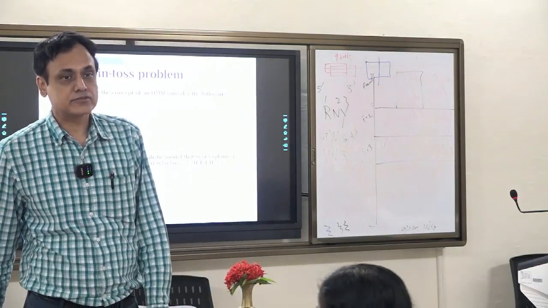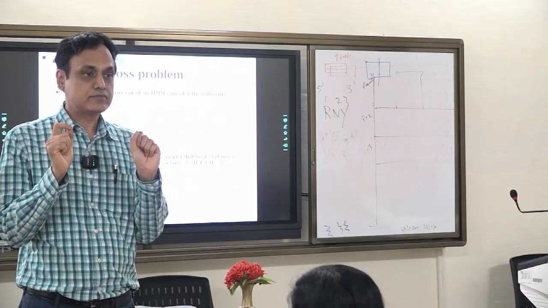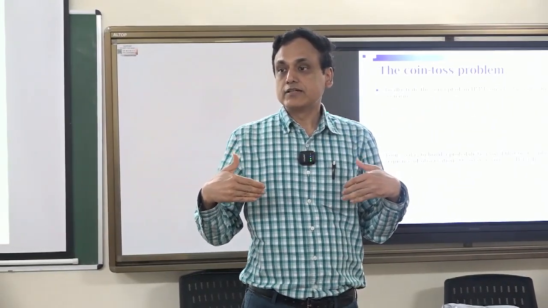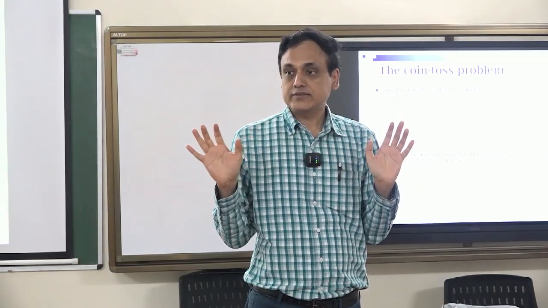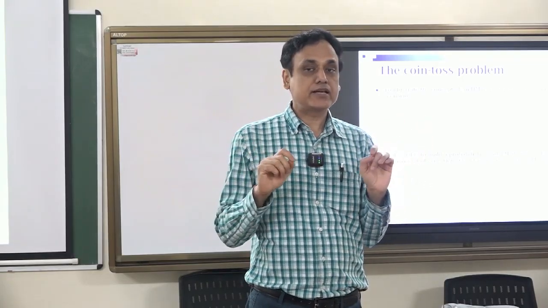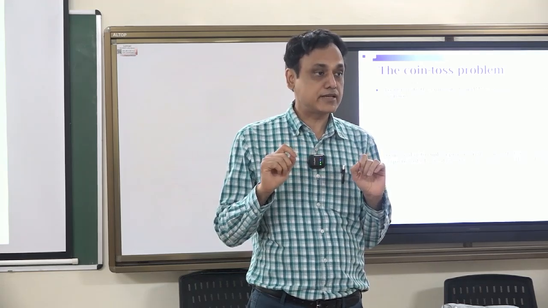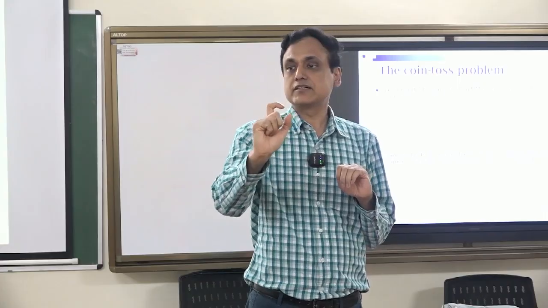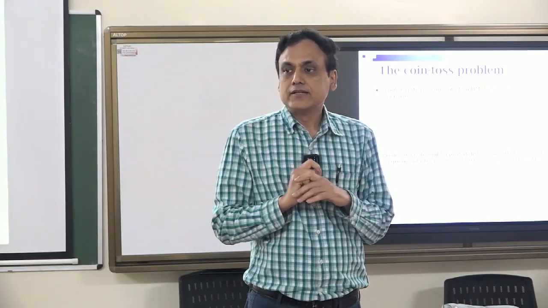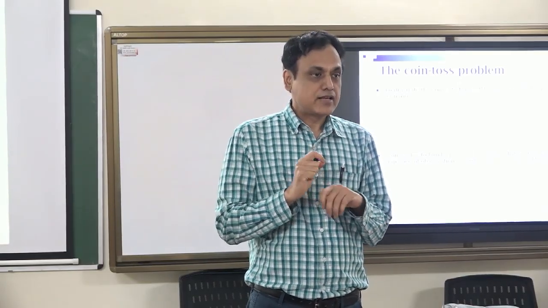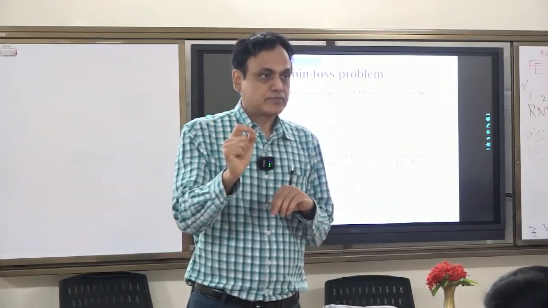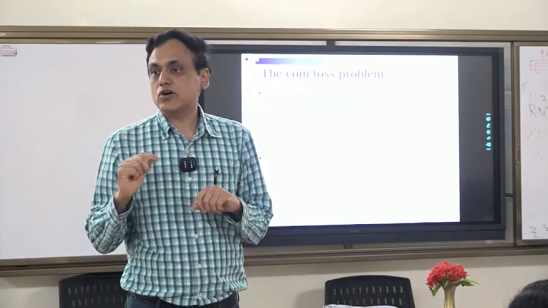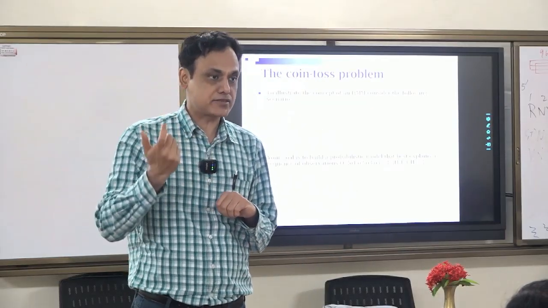The coin toss problem. I have a coin and I am tossing it, and there is a curtain between me and you. So I have two coins, and I am picking one of the two coins and tossing, and then I am showing you the result, whether it is head or tail, and you are writing it down. What you are observing is the outcome, head or tail. You are not able to observe which of the two coins I picked up and tossed.